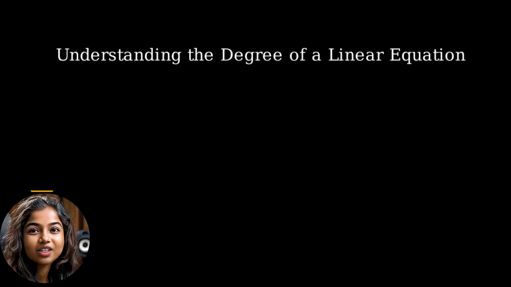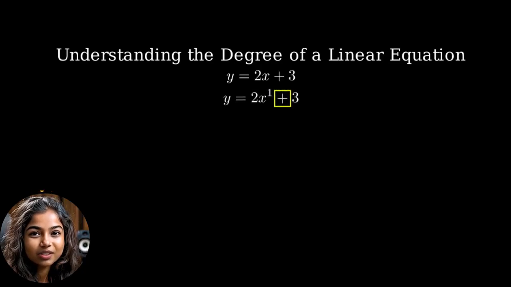Let's look at some examples of linear equations. Here's a simple linear equation: y equals 2x plus 3. Notice that x has a power of 1. Even though we don't write it explicitly, this is really 2x superscript 1 plus 3. Let's look at another example. Here's another linear equation: 3x minus 5 equals 10. Again, x has an implied power of 1.